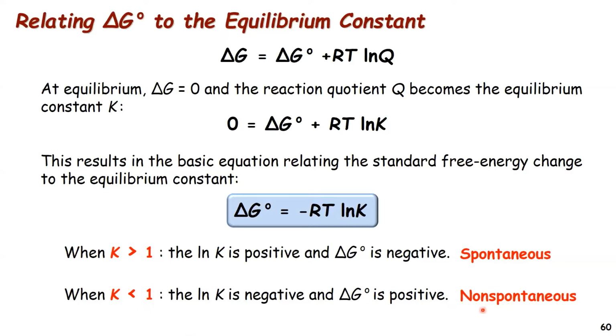Again, it doesn't mean that any products are not going to form. They will until it reaches equilibrium. But the reactants are going to be favored. When it's non-spontaneous, the reactants are going to be favored at equilibrium. And for a spontaneous reaction, the products are going to be favored at equilibrium.